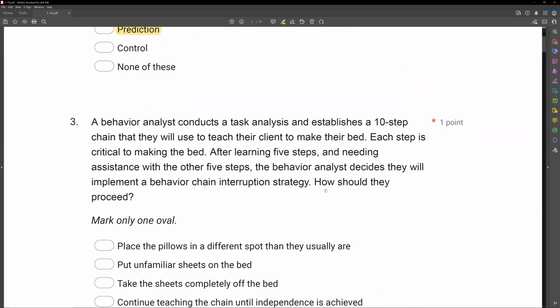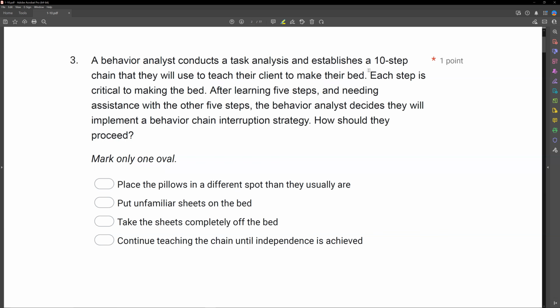Three, a behavior analyst conducts a task analysis and establishes a 10-step chain that they will use to teach their client to make their bed. Each step is critical to making the bed. After learning 5 steps and needing assistance with the other 5 steps, the behavior analyst decides they will implement a behavior chain interruption strategy. How should they proceed?